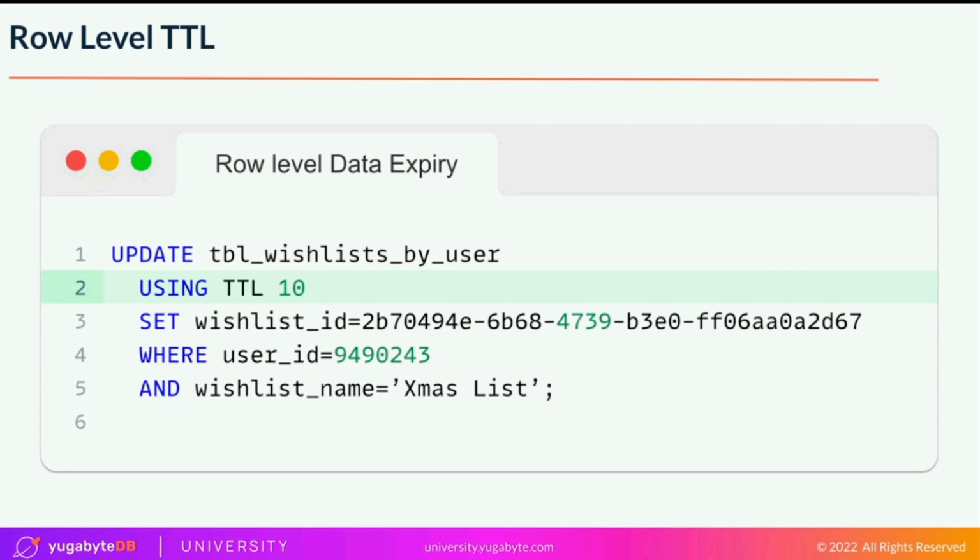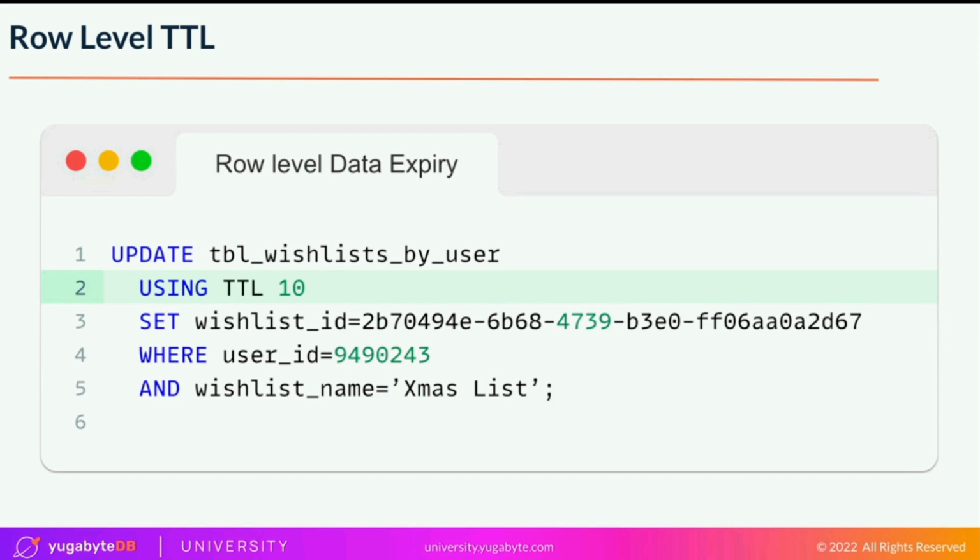So let's say you had a wish list for Christmas. Christmas has passed. You can actually set your TTL for the day after Christmas to erase that list, because that list maybe isn't that important to you, because next Christmas you'll have a brand new list. So this is a way to use the row level data expiration.